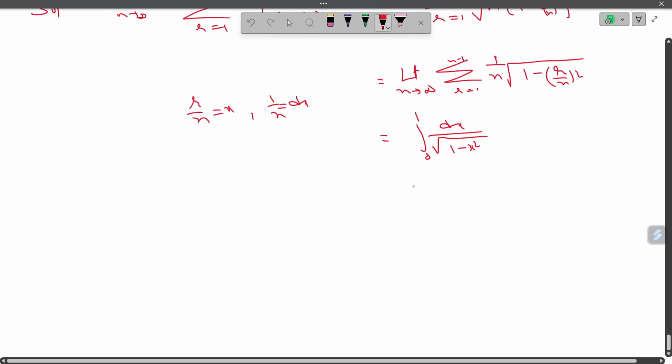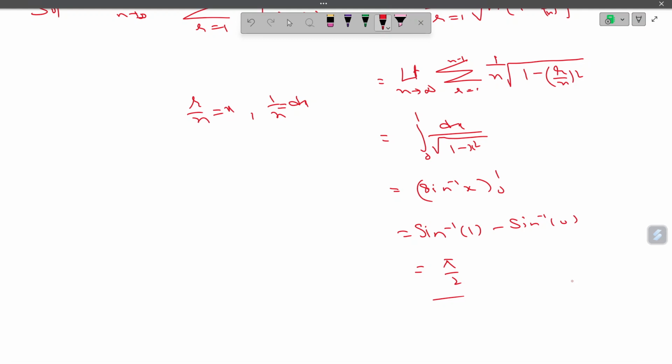The integration of 1 by under root 1 minus x square is sine inverse x, from 0 to 1. So this is sine inverse 1 minus sine inverse 0. Sine inverse 1 is pi by 2, minus 0, is pi by 2. This is the integration.